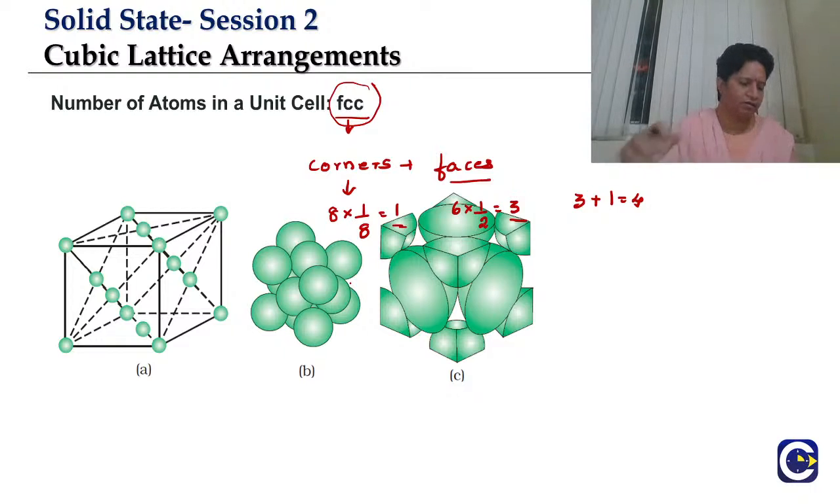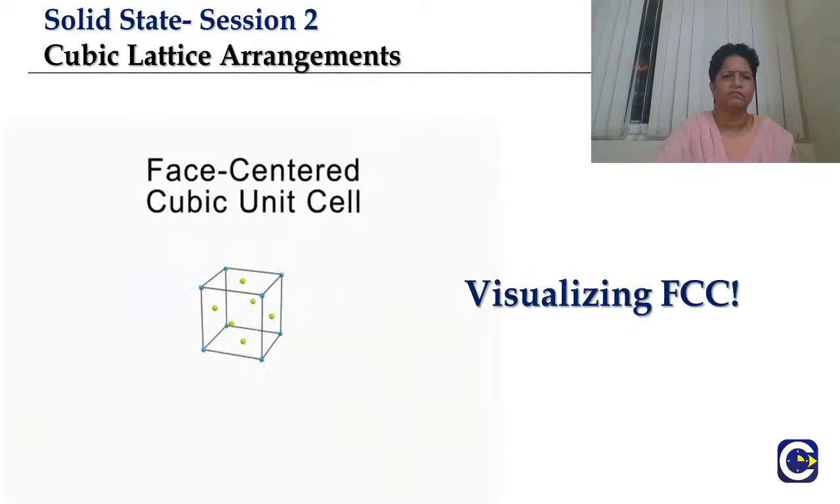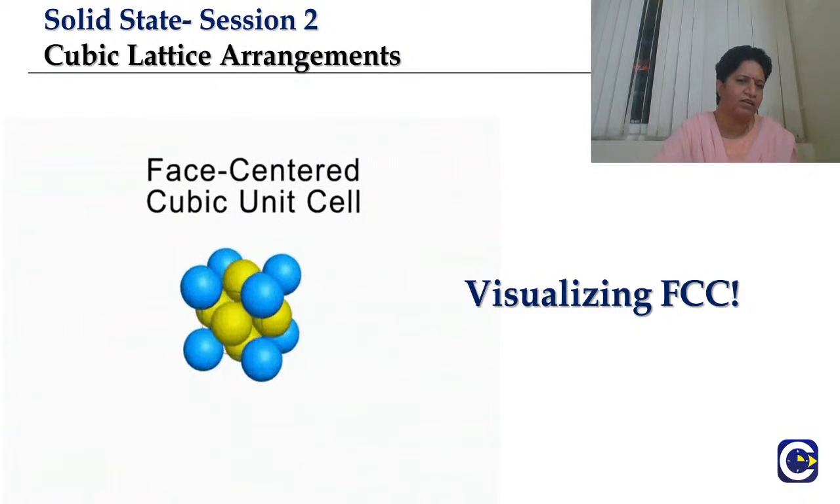Any doubts? The doubts will come. So let's visualize how we are getting it at a face center. The yellow dots are the lattice points at the corners.